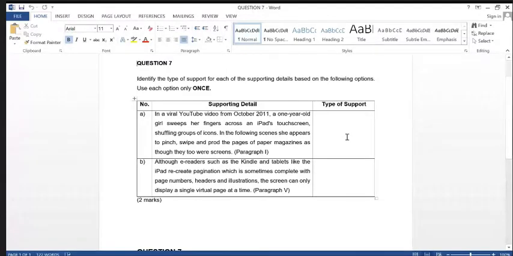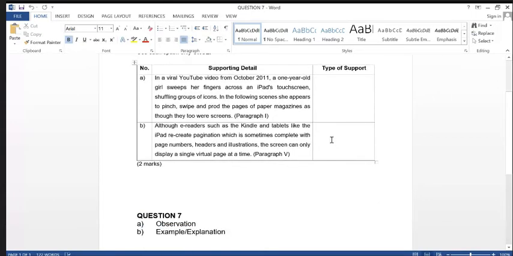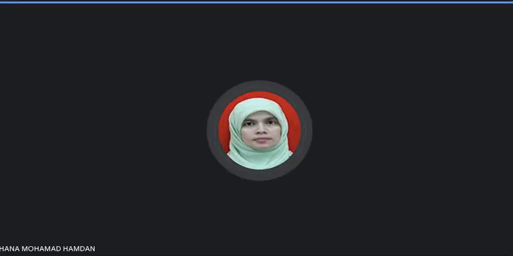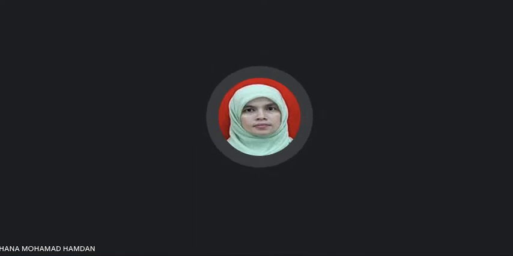Again, let me repeat, it's not strong or weak. Okay, it has to be a specific name. Okay, and the answer is A is observation, B is an example or explanation. Okay, all right. So that is how you answer number 7. Now let's move to number 8. Because I've taught a type of support, so that's why I'm moving forward. Right? Okay.